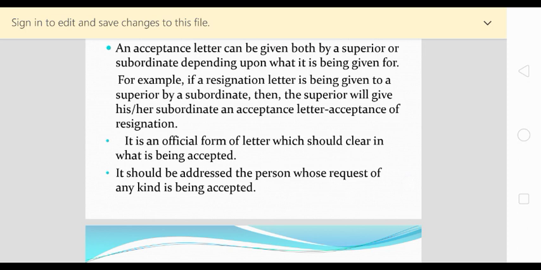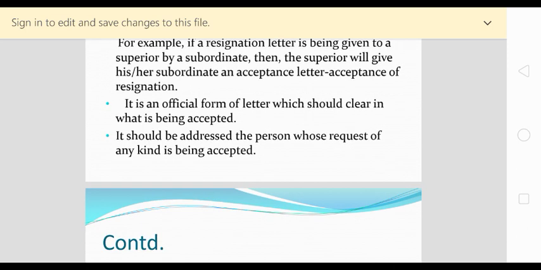Suppose you are working in a workplace and you make up your mind that you want to give a resignation letter and leave that workplace. You are the subordinate who submits the resignation, and the superior will give his or her acceptance letter, whether he will accept your resignation or not. It is also an official letter which should be clear about what is being accepted. You have to be very clear and vocal about what is being accepted, what the point is, and what the main issue is.